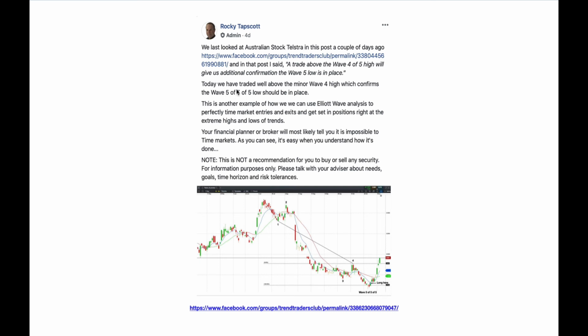This is another example of how we can use Elliott wave analysis to perfectly time market entries and exits, and get set in positions right at the extreme highs and lows of trends. Your financial planner or broker will most likely tell you it's impossible to time markets. As you can see, it's easy when you understand how it's done. There's the link to that post there.